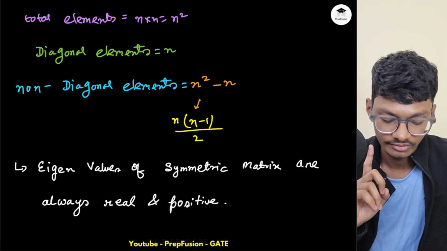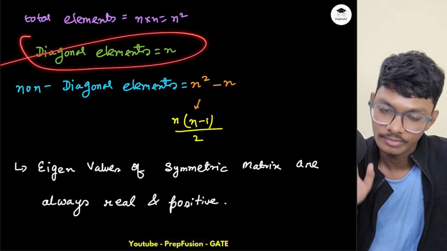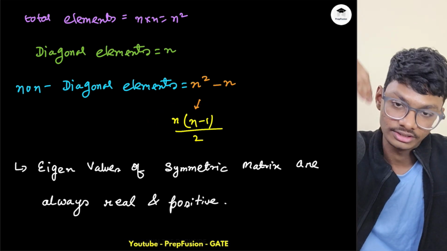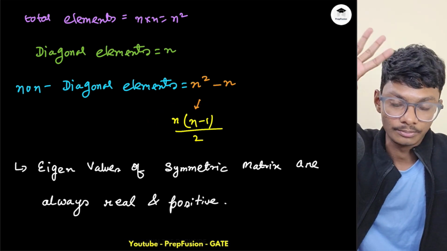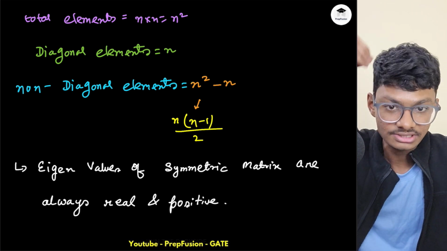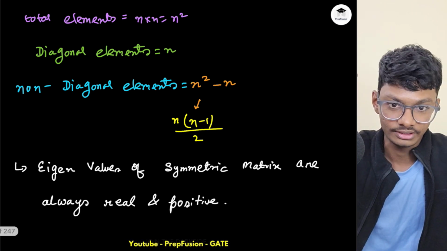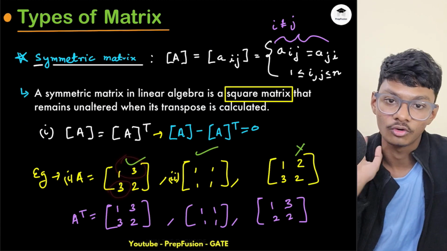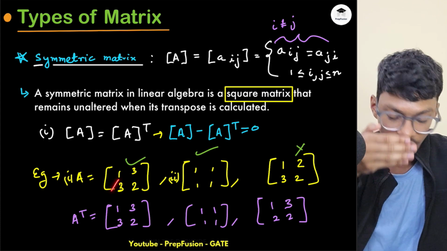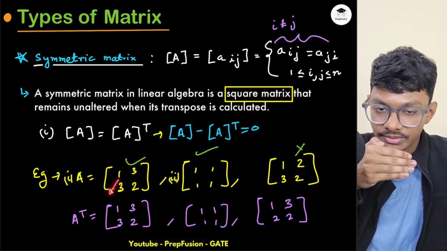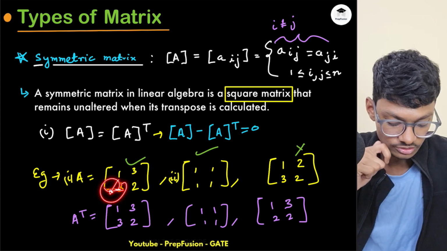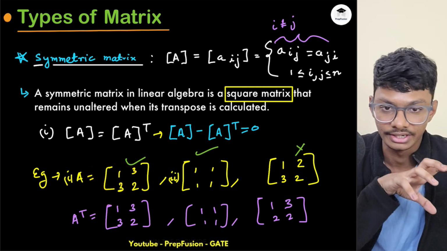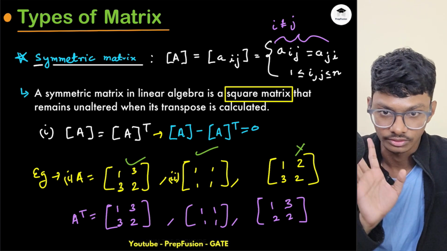The maximum number of non-trivial elements can be, obviously, all diagonal elements can be unique. Either the bottom half or the top half can be unique, but the other half has to be the same as this other half. Basically, if this is 3, this has to be 3 for it to be a symmetric matrix. So whatever is below the principal diagonal has to replicate what is above the principal diagonal, and vice versa.